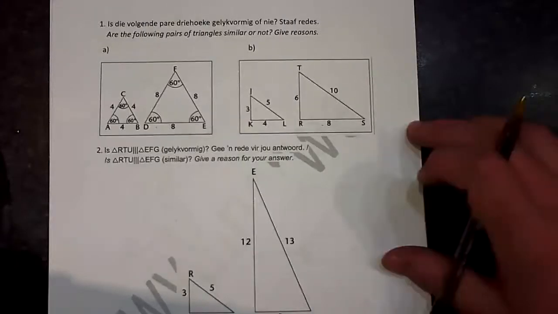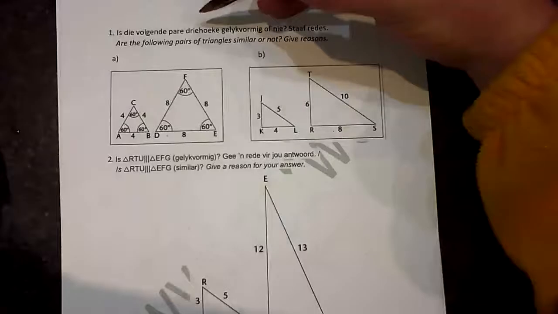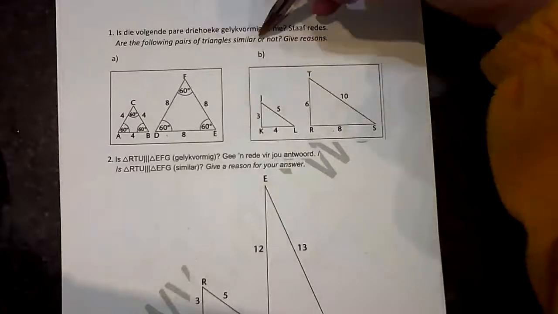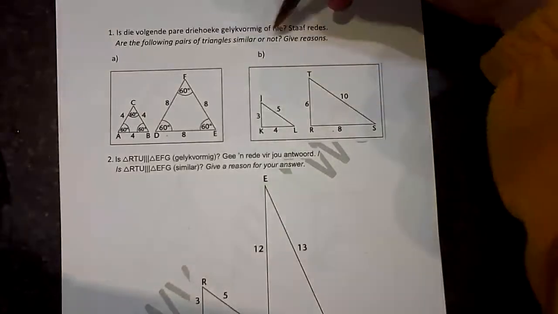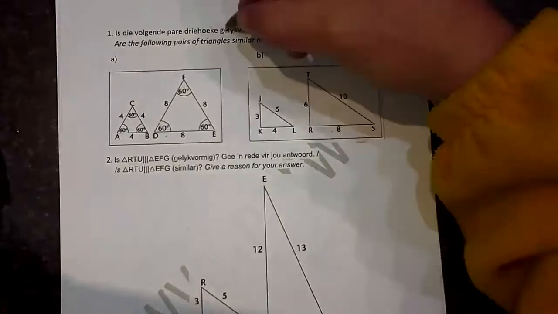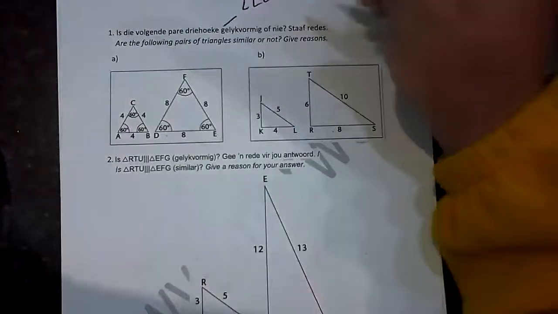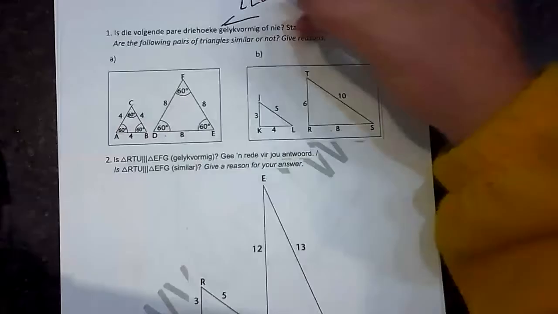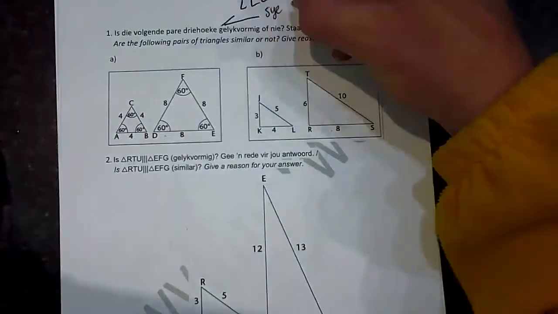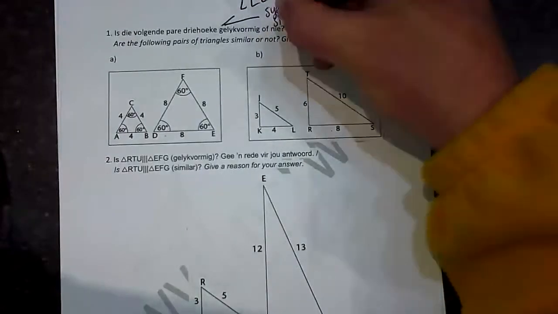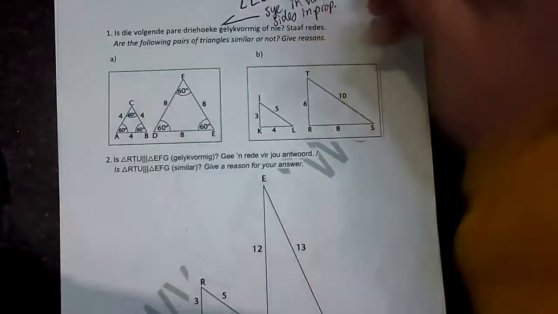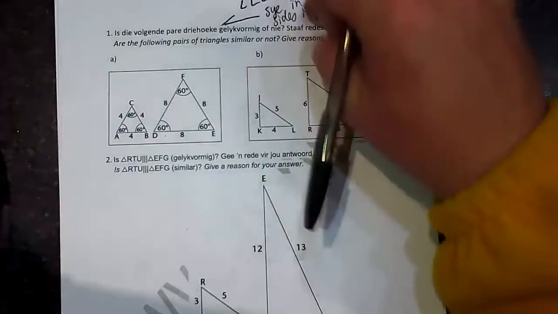Okay, so for question 1, let's ask, are the following pairs of triangles similar or not? Is hulle gelykvormig of nie? Okay, so gelykvormigheid moet ons of kyk vir hoeke wat dieselfde is, angle, angle, angle, of ons moet kyk die sye in verhouding. Okay, sides in proportion. So ons moet een van daai toe kyk. One of those two must be true.